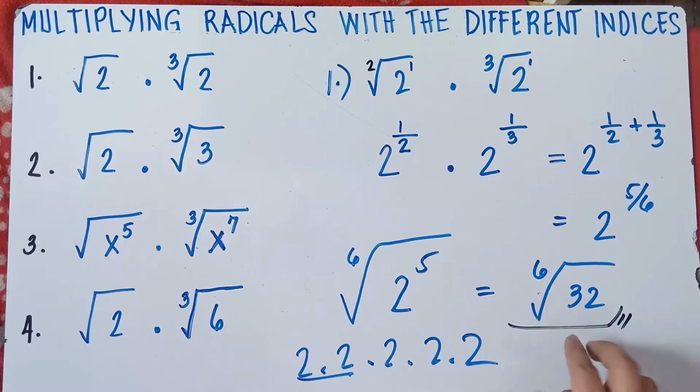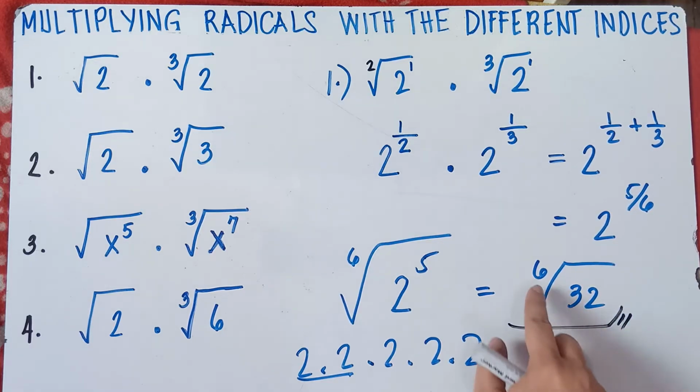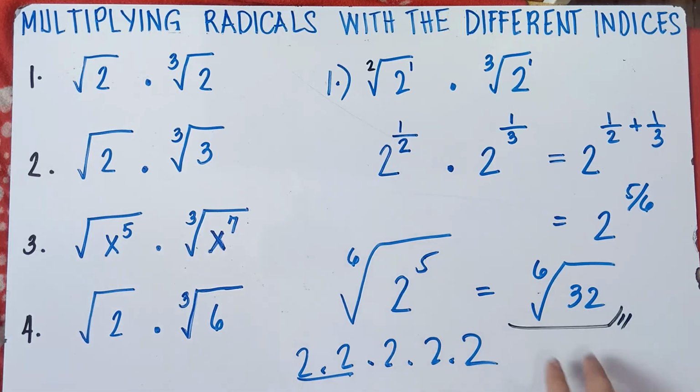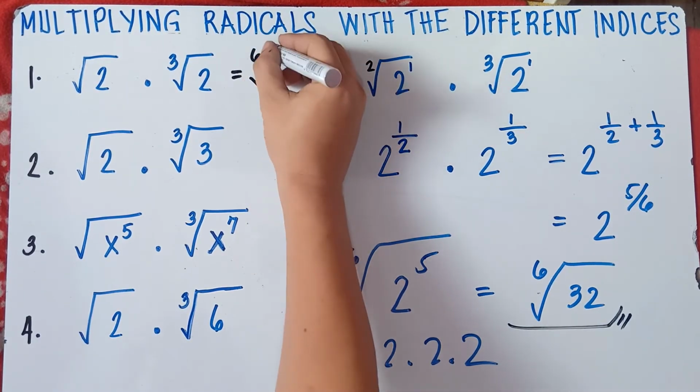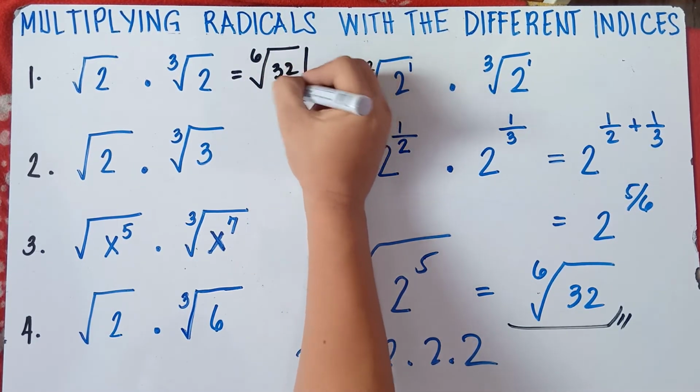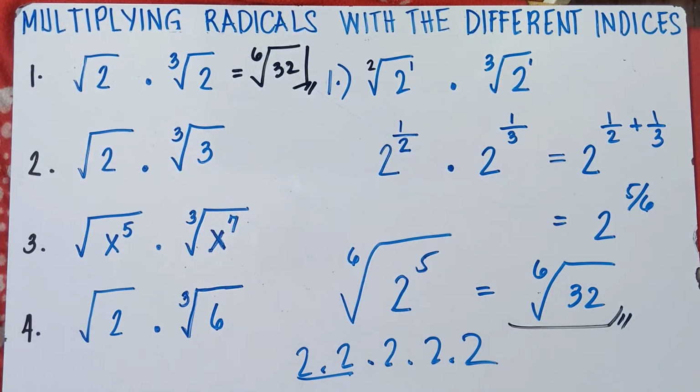Alright, so check if we can simplify. You find a number that when you multiply it by itself 6 times, you will get 32. We need 6 times because the index here is 6. So there is none. Therefore, this will be our final answer. The answer for number 1 is the 6th root of 32. That's it, class. That's the answer for number 1.